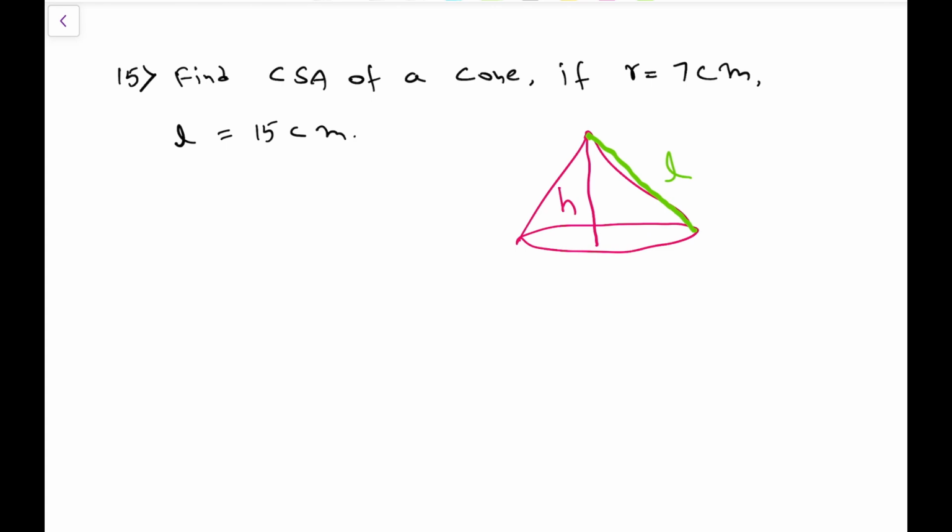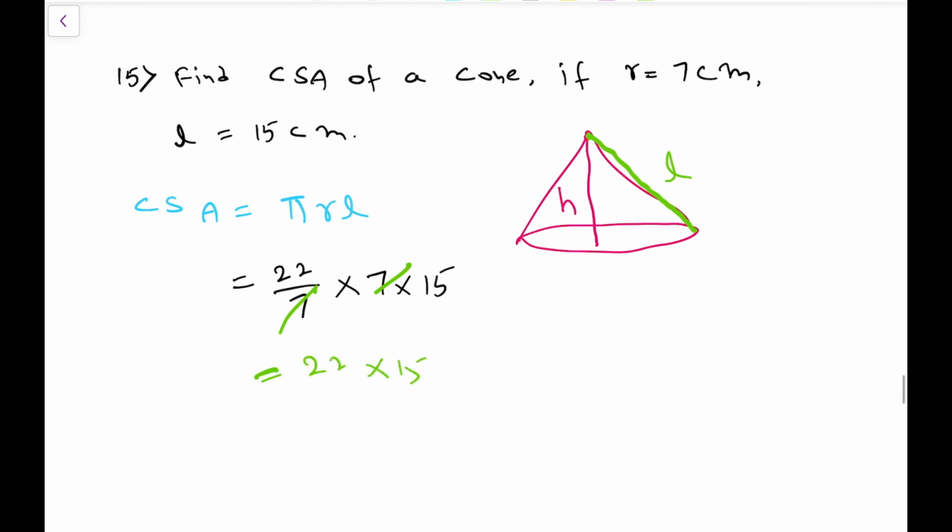Okay, so this question is asking us to find out the CSA of a cone. What is the formula for curved surface area of a cone? It is pi r L. That is equal to pi value we know 22/7 into radius is 7 into slant height is 15. So 7 will get cancelled, then we remain with 22 times 15. 22 into 15, that is equal to 330, and we are finding curved surface area, so centimeter square.